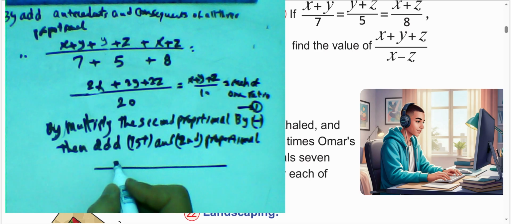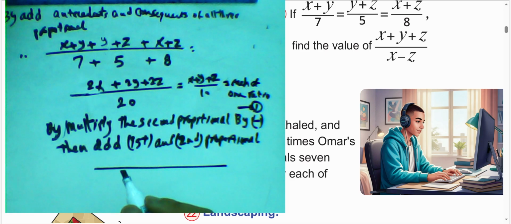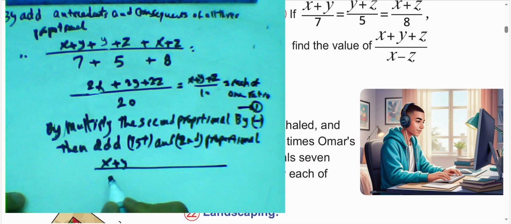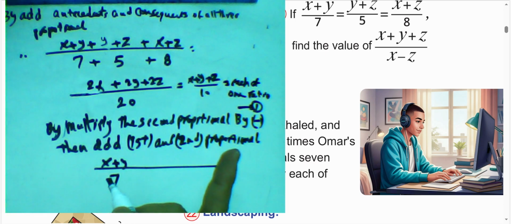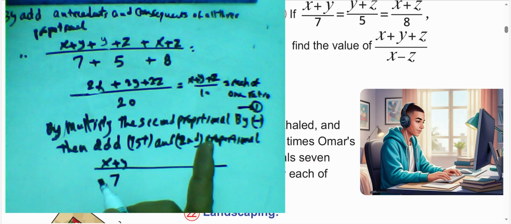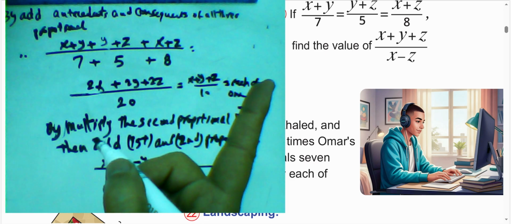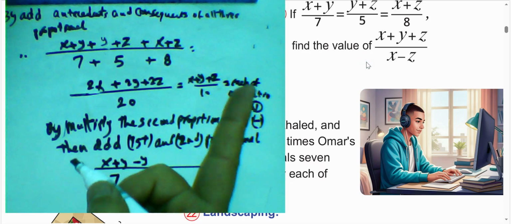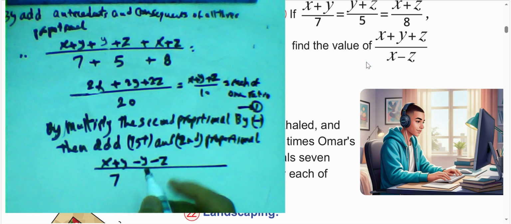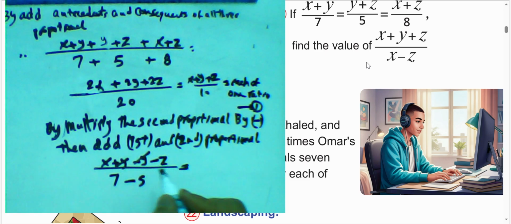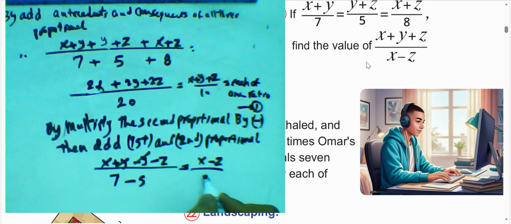Then we can write x plus y. Look here, x plus y and 7. I will now multiply by negative 5 for the second. Then y will be negative y. Pay attention. And z here in the second proportion will be negative, and down negative 5. Now we simplify. You can cancel negative by positive, and then we have x minus z over 2 equal to each of the ratios.